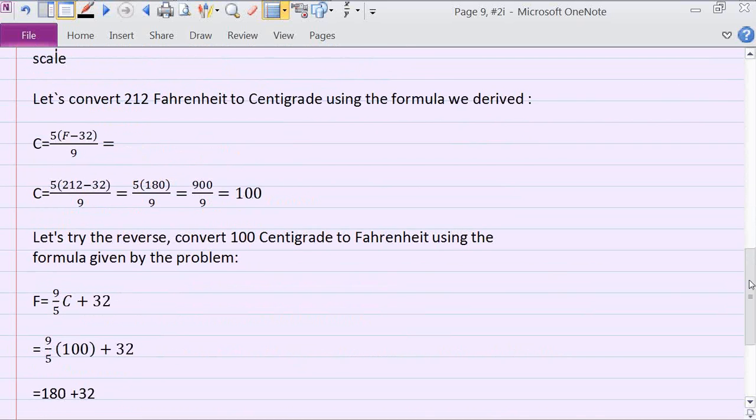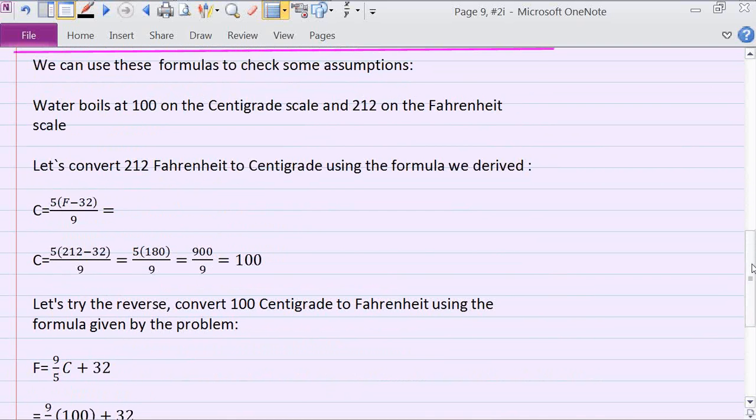Now we can use these formulas to check some assumptions. If you know something about chemistry or physics or elementary science, we know that water boils at 100 on the centigrade scale and 212 on the Fahrenheit. So let's say these are two temperature scales. Let's say we want to convert 212 Fahrenheit to centigrade using the formula we derived. So we know that centigrade is equal to 5f minus 32 over 9.